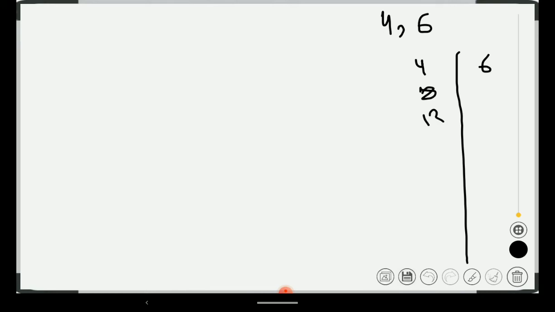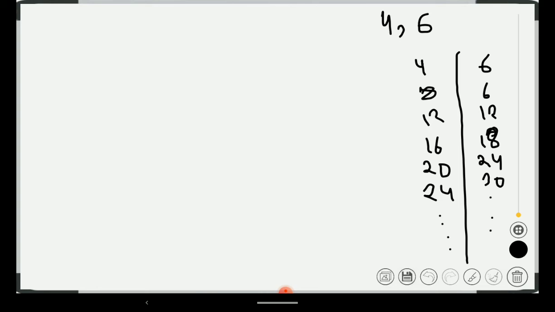Now let me take some examples. 4 and 6. Let me list out the multiples of 4 here. Let me write 4, draw a line, and 6. 4 1s are 4, 4 2s are 8, 4 3s are 12, 4 4s are 16, 4 5s are 20, 4 6s are 24, and so on. Now 6. 6 1s are 6, 6 2s are 12, 6 3s are 18, 6 4s are 24, 6 5s are 30, and so on.